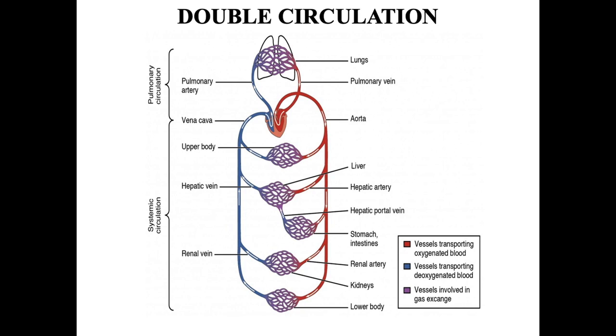The oxygenated blood and the deoxygenated blood never mix. Vessels transporting oxygenated blood are shown by red color, vessels transporting deoxygenated blood are shown by blue color, and vessels involved in gaseous exchange are shown by a mixture of red and blue. That is, here the capillary is a site where exchange of gases takes place by the process of diffusion.